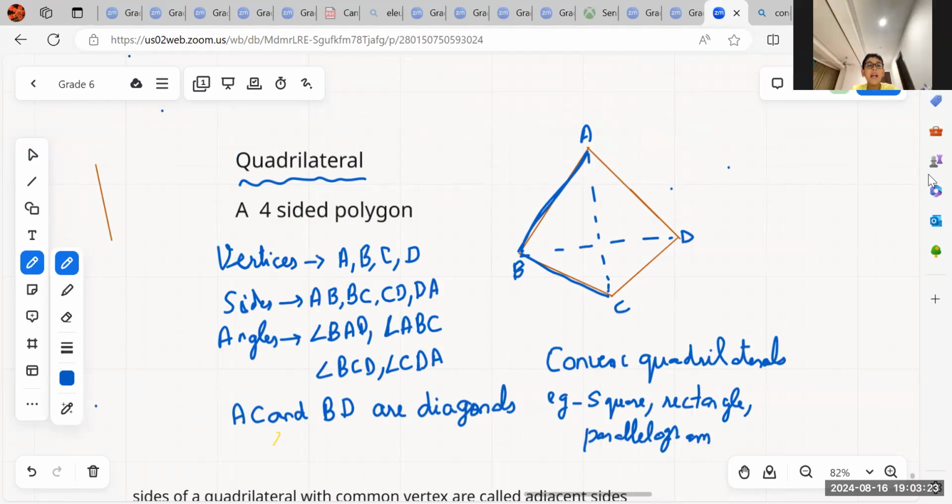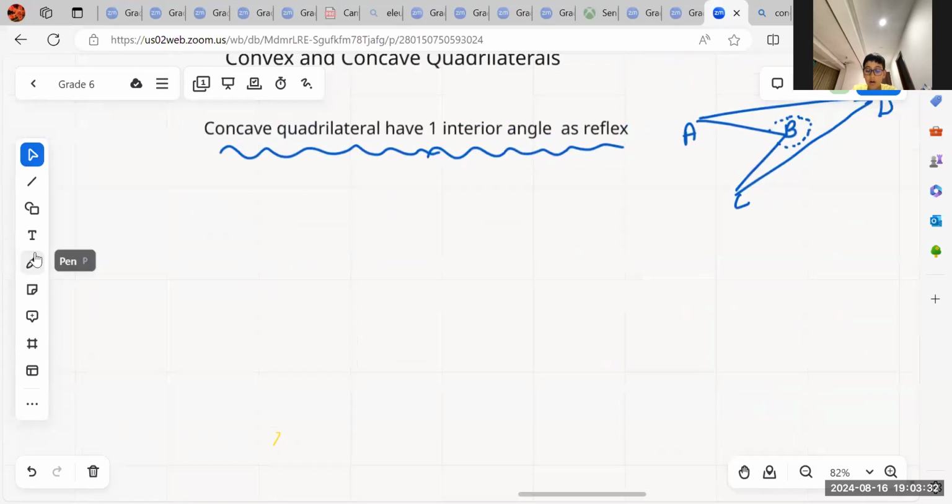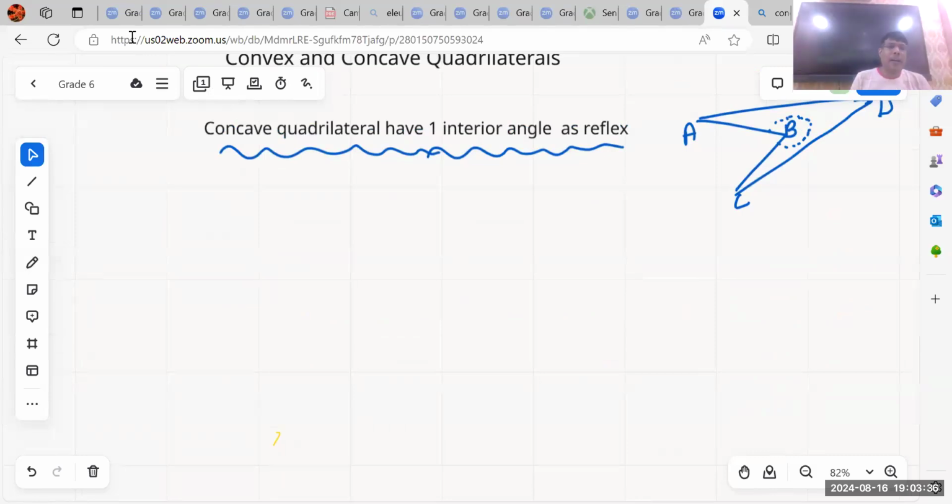Sir, if you make any shape having more than two sides which has a reflex angle, it will be a concave quadrilateral. It will be a concave polygon, because it can be of 5 sides also.